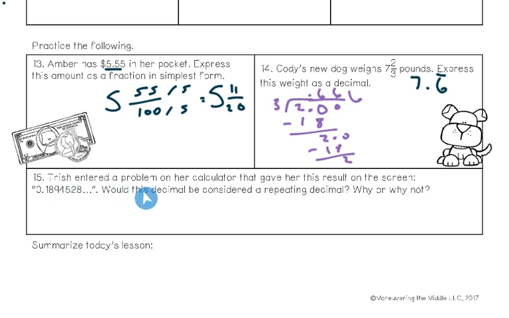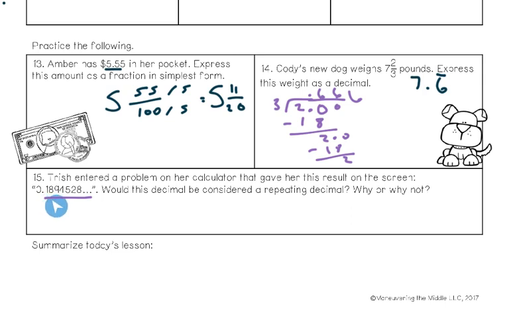It says Trish entered a problem on her calculator that gave her this result on the screen. It says 0.189452... Would this decimal be considered a repeating decimal? Why or why not? So the key part of this right here is this ... That means that it's going to keep going. So this isn't ending. So you might think it's repeating, but there is no pattern in this decimal.